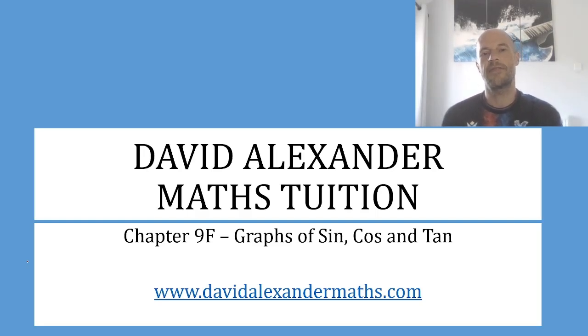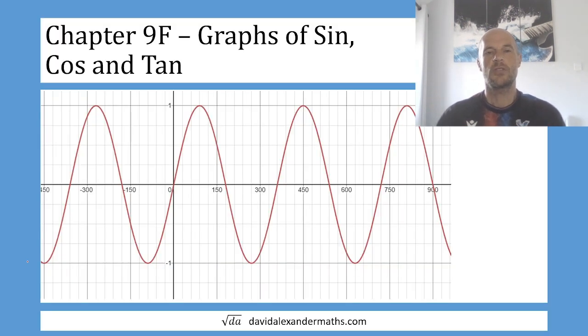This is chapter 9F on the graphs of sine, cos and tan. It's really important that you are familiar with what these graphs look like. So here is the graph of the sine of x. Here is our x-axis, and here y equals the sine of x. The important thing is that the maximum point is 1 and the minimum is -1. So the sine of x is always between -1 and 1.